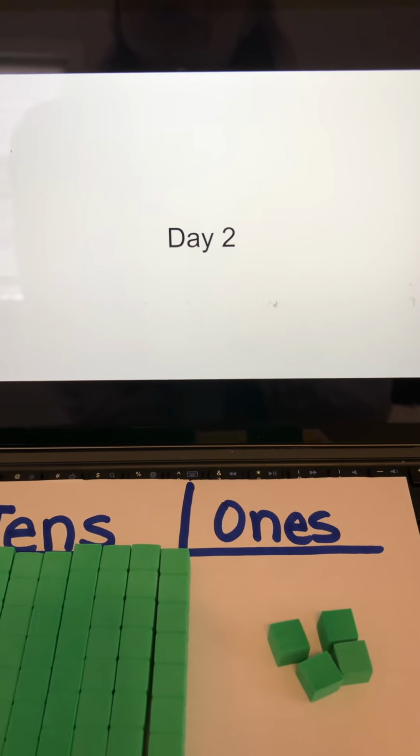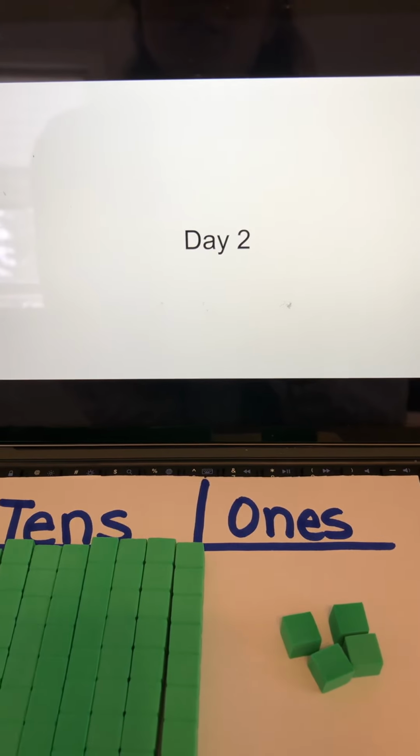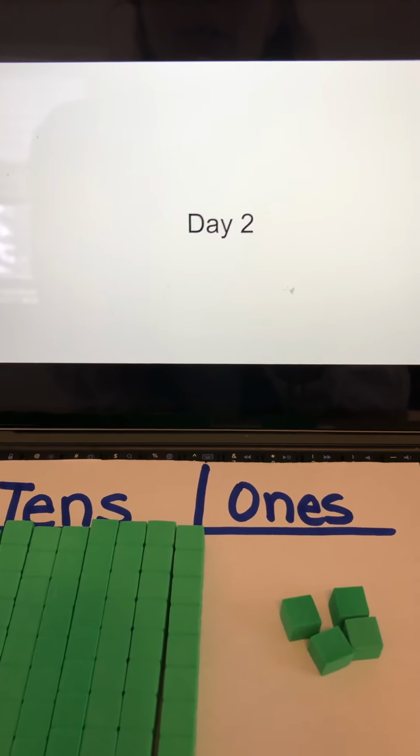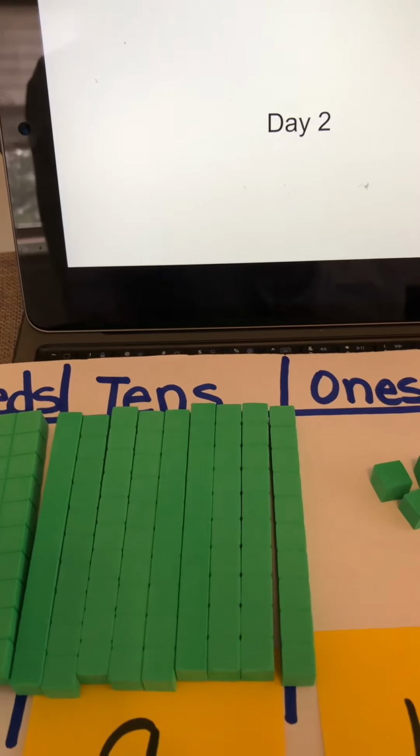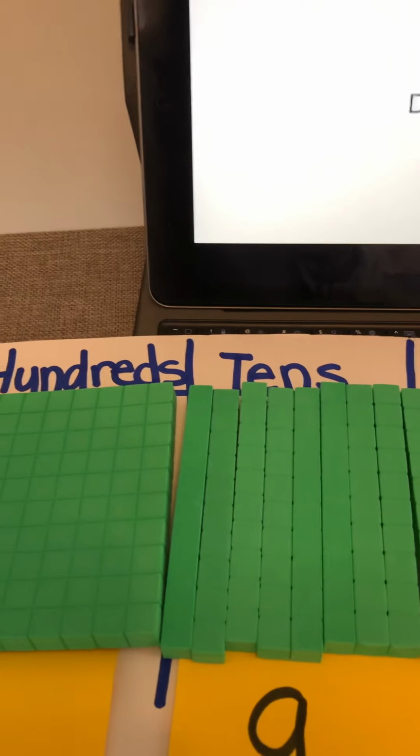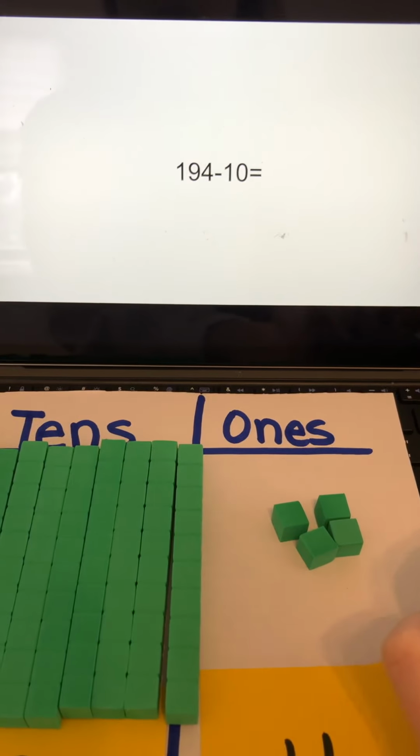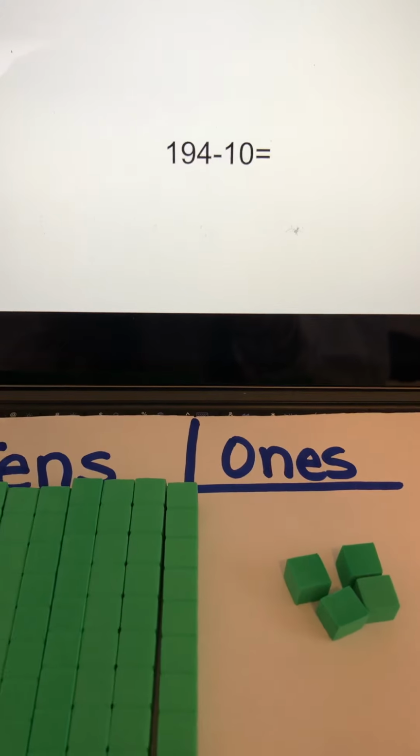Hi, second graders. Today is day 2 of our math routine of subtracting 10 from a number. Today we're going to use a table not with just tens and ones, but hundreds. Let's look at our equation. We have 194 minus 10.